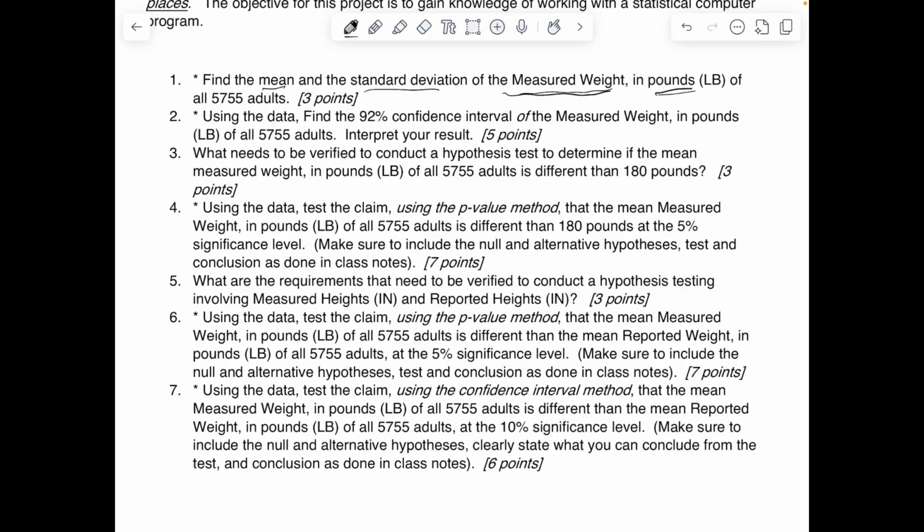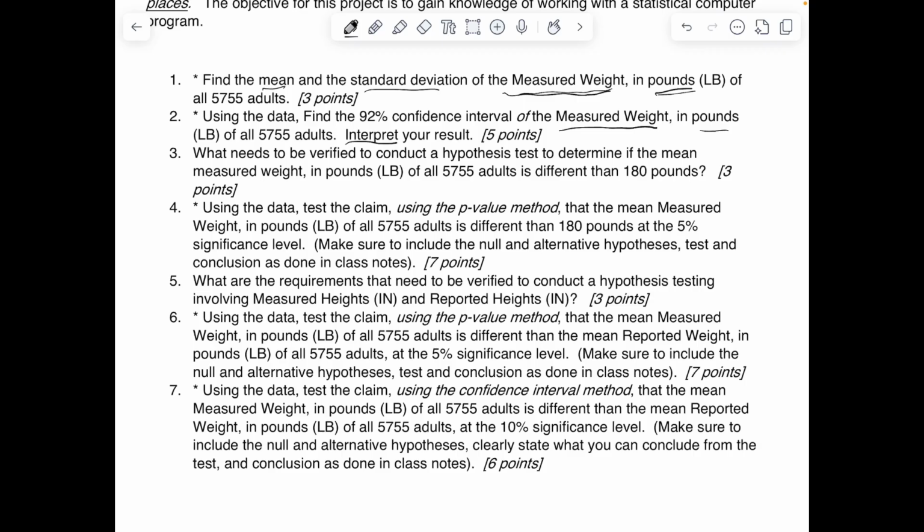Part 2 is using the data, find a 92% confidence interval of the measured weight in pounds of the 5,755 adults. It also does say to interpret your results. So if you don't remember this, go back and look at your notes for chapter 7. Part 3 says what needs to be verified to conduct a hypothesis test to determine if the mean measured weight in pounds of the 5,755 adults is different than 180 pounds.